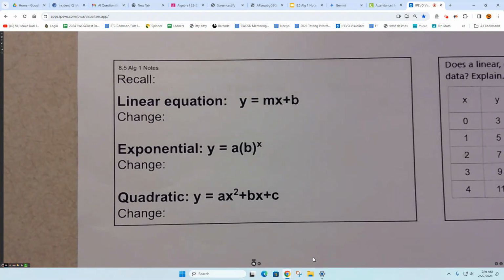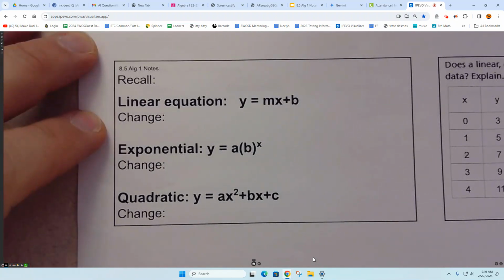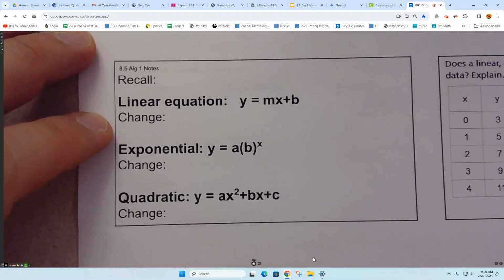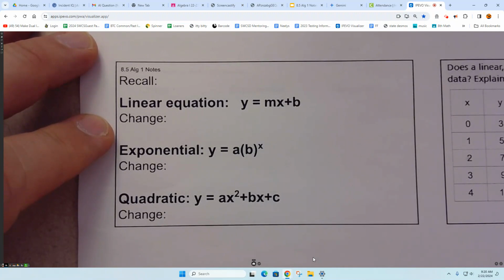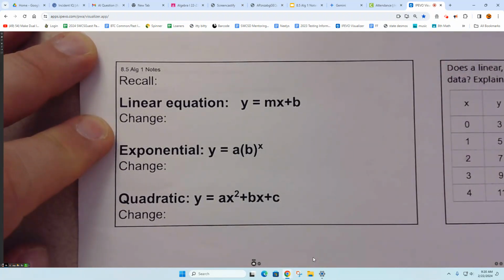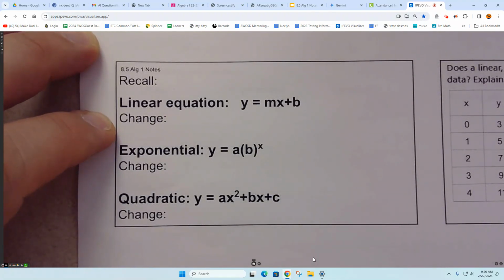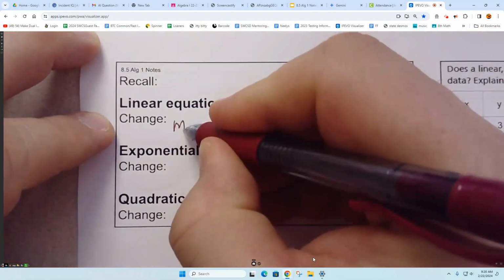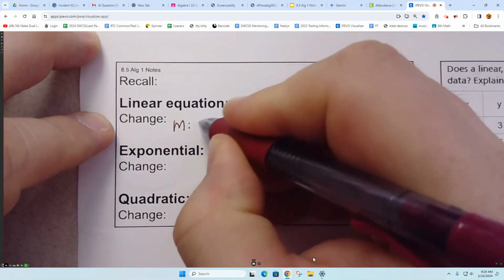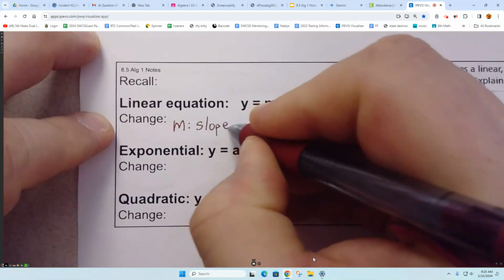So linear, exponential, or quadratic. Okay, so we've done all three of these. Let's talk about what makes something linear. When we worked on linear, what was one of the most common things we had to work with? Right, so we need to know what y equals mx plus b. Absolutely. What is our m? Our slope. So one of the things we had to realize is what m was, and m is our slope. How did we find our slope?